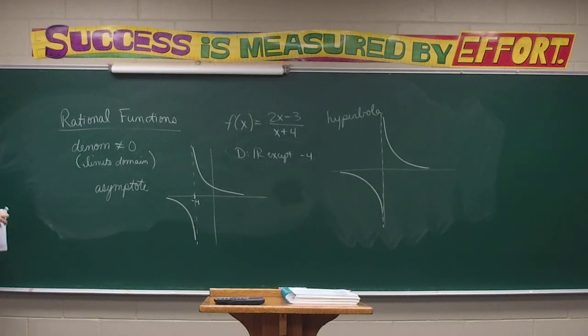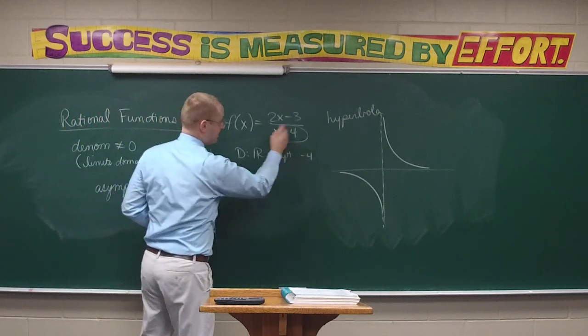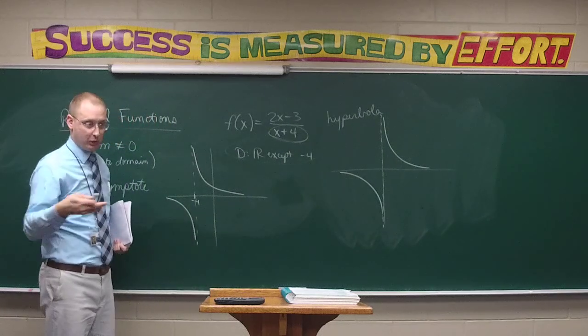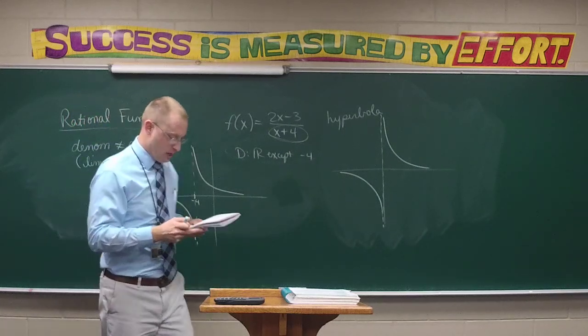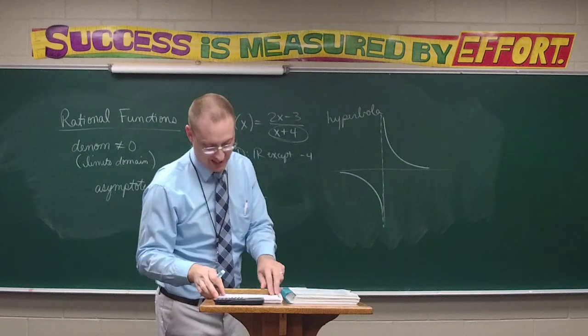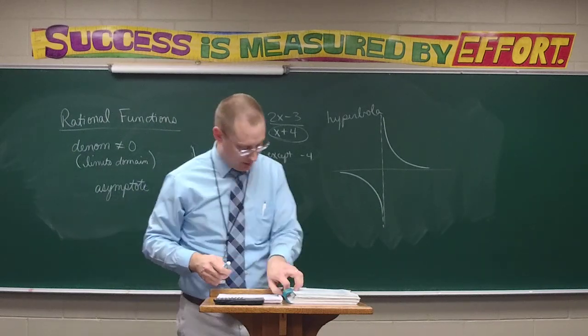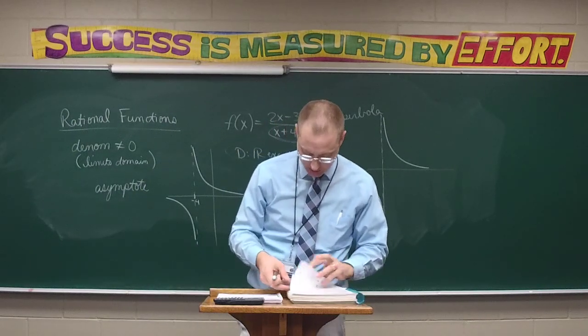Pretty easy to find vertical asymptotes. See what x can't be. That's where your vertical asymptote will be. It is possible to have more than one asymptote. Look at page 211. Look at page 211.